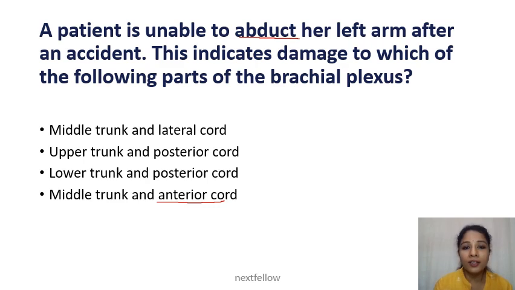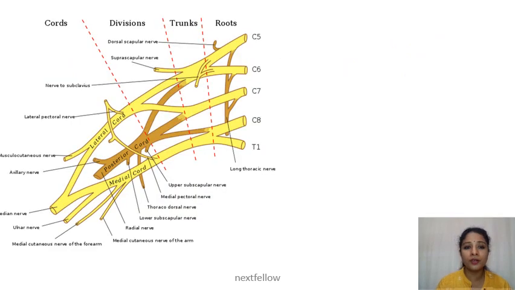So here the patient is not able to abduct, means mainly supraspinatus and deltoid are affected. So what is the nerve supply for these two muscles? The nerve supply is the axillary nerve, and supraspinatus is by suprascapular nerve. So the answer is upper trunk and the posterior cord. So let's discuss more about this.